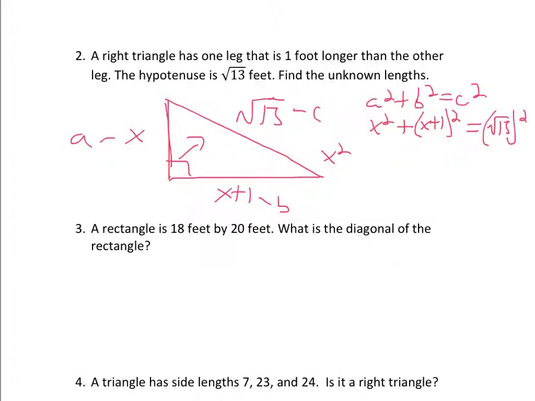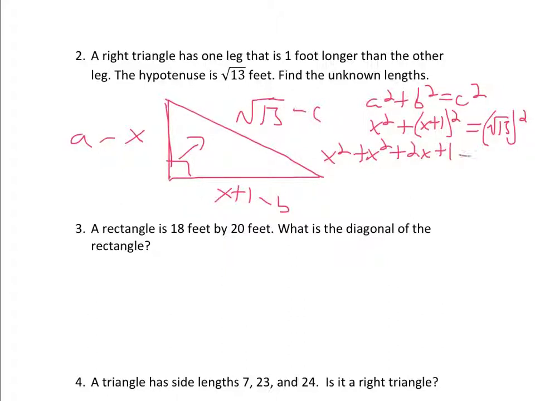Now this right here, our x plus 1 squared, remember, we have to FOIL that out. You can't just distribute power like that. You have to have x plus 1 times x plus 1 and FOIL it. So when you do that, you'll get x squared plus 2x plus 1.